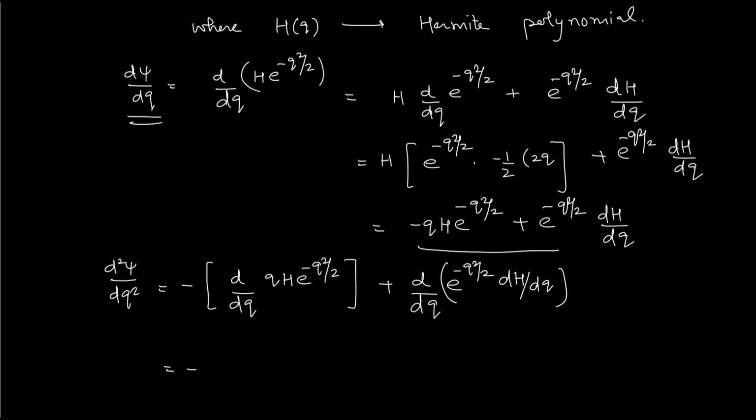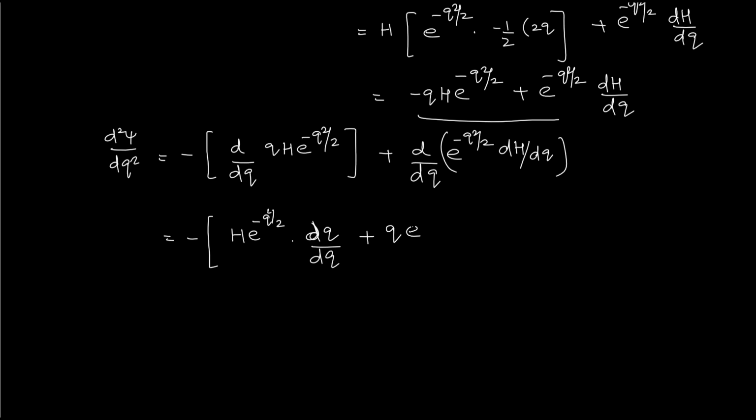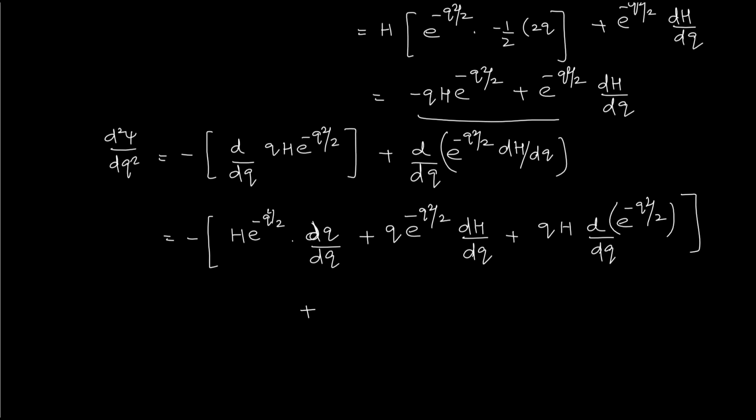It is minus, we have to take the derivative of this: h e raised to power minus q square by 2 as such, curly dq by dq, derivative of the first function, then two terms as such, derivative of the third term, qh as such, derivative of this, plus q square by 2 d2h by dq2, dh by dq, q square by 2.